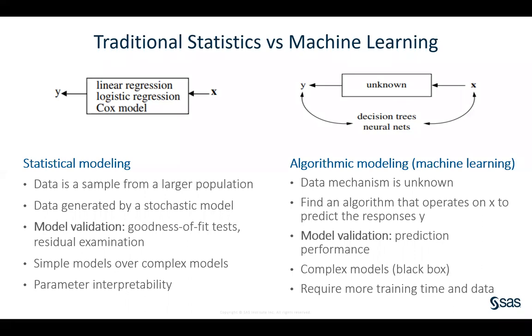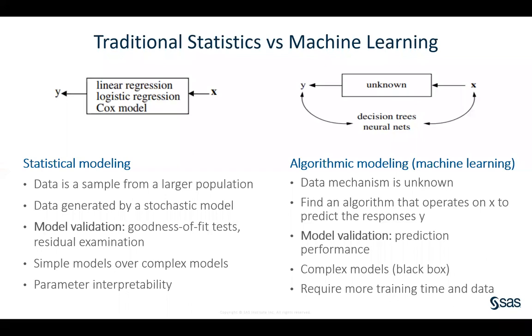In statistics, we validate models by using tests such as goodness of fit tests, which often favor simpler models compared to complex models. For validation, we need to check the assumptions of the model. For example, if the model assumes normal noise, you need to check if the residuals are normally distributed. So simpler models can help us understand the association better. So in statistics, parameter interpretability of the model is important.